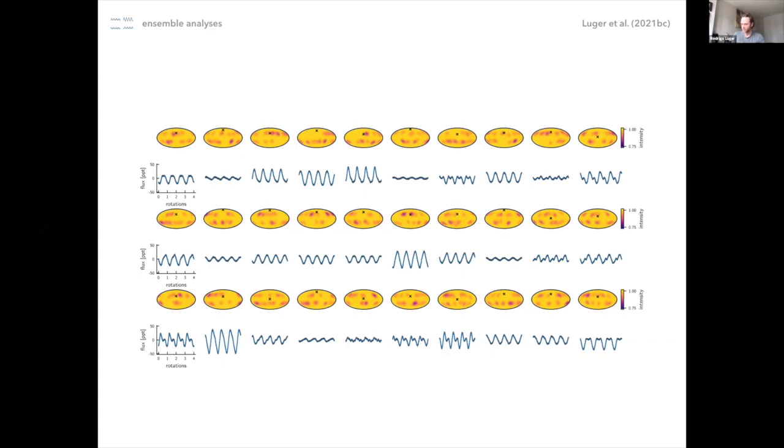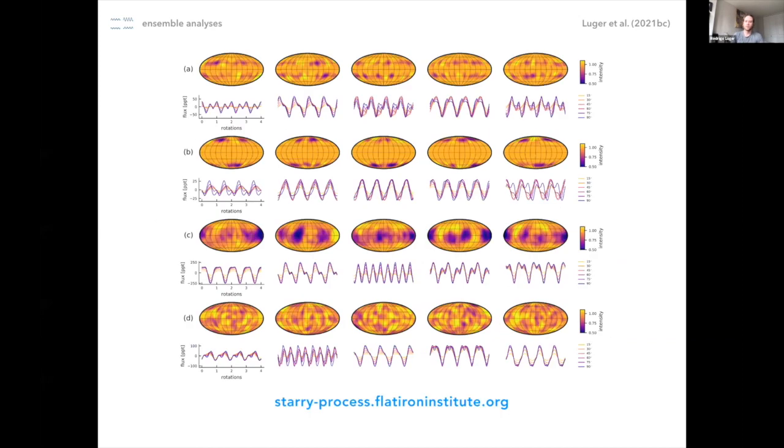Armed with this knowledge of ensemble analyses being the way to go here, what I've been working on for the last year, and I'm still working on it now, is coming up with a Gaussian process that captures the variability due to spots. The cool thing is that I was able to figure out a closed form expression for the covariance of a Gaussian process conditioned on statistical spot properties, like typical spot sizes, typical spot latitudes, typical spot contrasts. Because it's a closed form expression, it's very fast to evaluate.